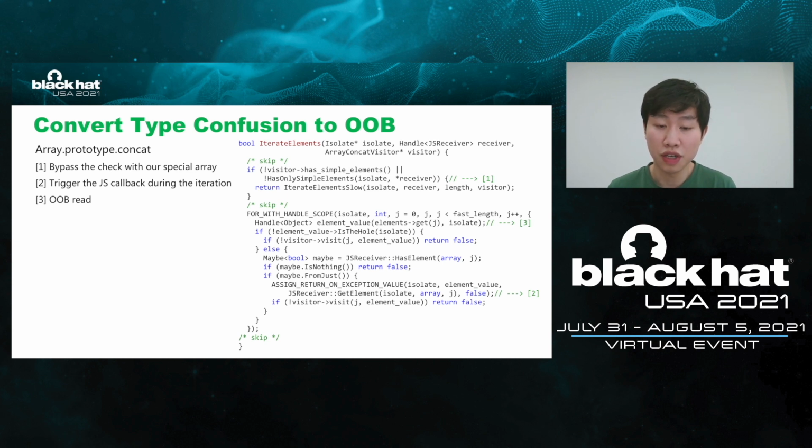And an out-of-bounds read would be triggered if the array length has been changed to a smaller value while the iteration continues. So we have successfully converted the type confusion bug to another out-of-bounds read bug.